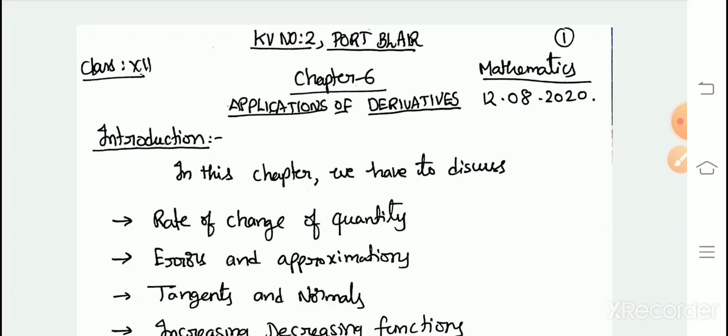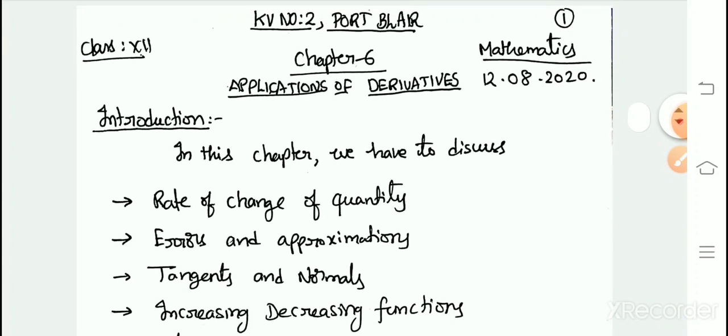Okay, now in this video you are going to see a little introduction on applications of derivatives. What concepts are there in applications of derivatives, and what concepts we are going to discuss. This chapter is a very important topic from the examination point of view, because from this chapter in the final board examinations you are going to get a 6-marker question.